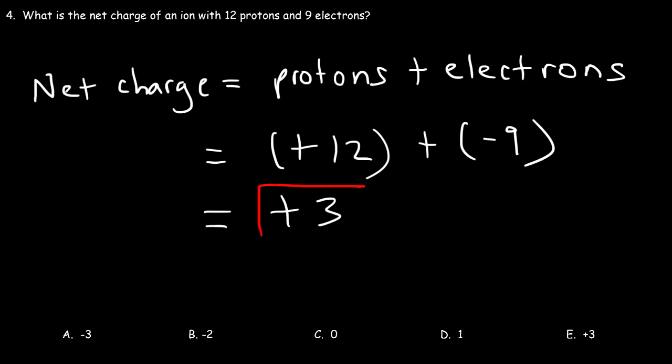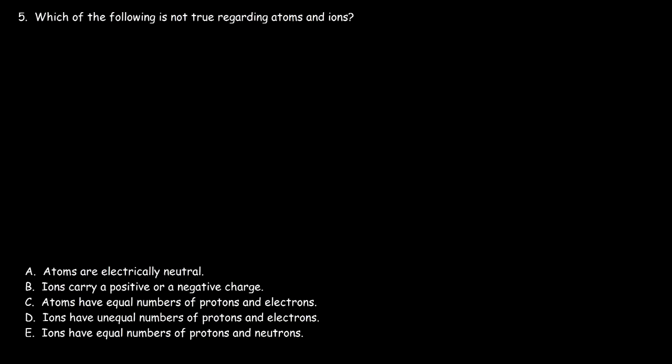It has a positive charge because there are more protons than electrons. If it had more electrons, it would have a negative charge. And so the answer for this one is E. Number 5. Which of the following is not true regarding atoms and ions? So let's look at A. Atoms are electrically neutral. Is that true? It turns out it is.